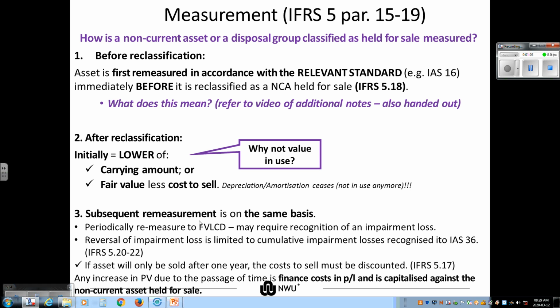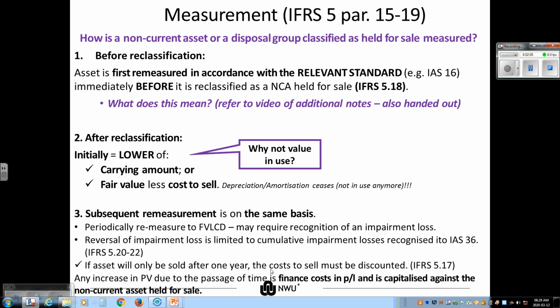Subsequently, you have to remeasure to the fair value less cost to sell, and if that is subsequently a higher amount than your previous fair value less cost to sell, then you can reverse your impairment loss. However, it is limited to any cumulative impairment losses recognized in terms of IAS 36, but also any previous impairment losses in terms of IFRS 5. So all cumulative impairment losses that this asset previously had, your reversal is limited to that amount.